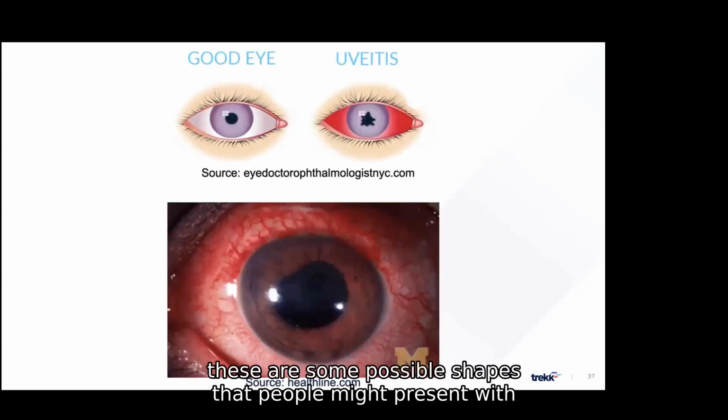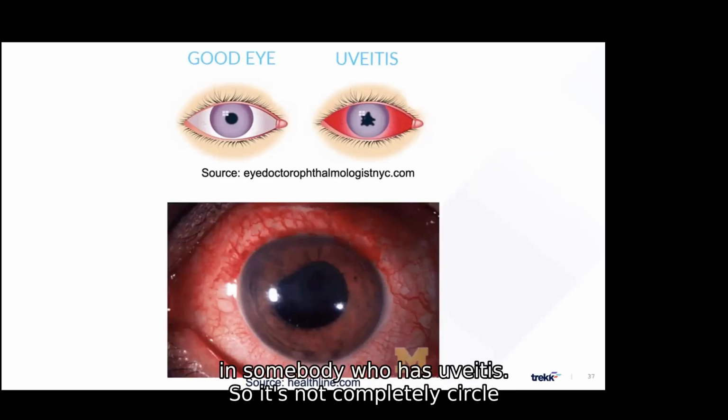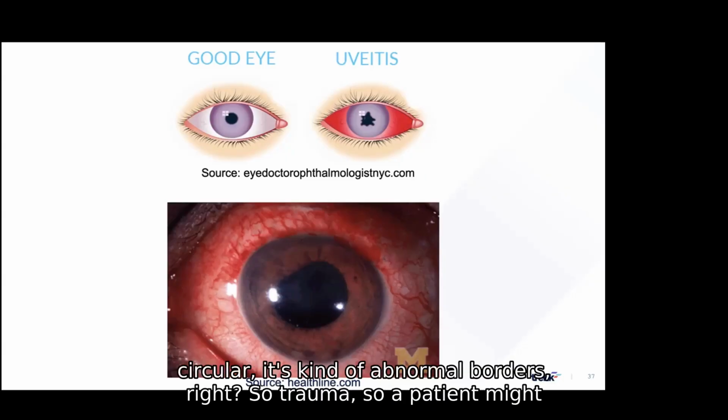So these are some possible shapes the pupil might present with in somebody who has uveitis. So it's not completely circular, it's kind of abnormal borders.